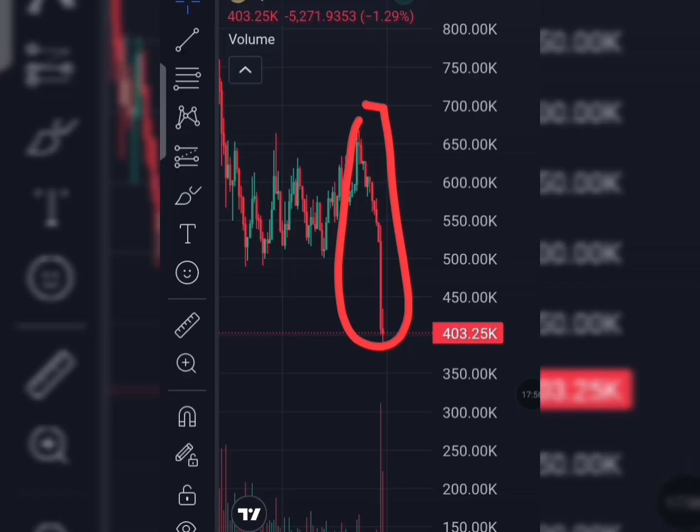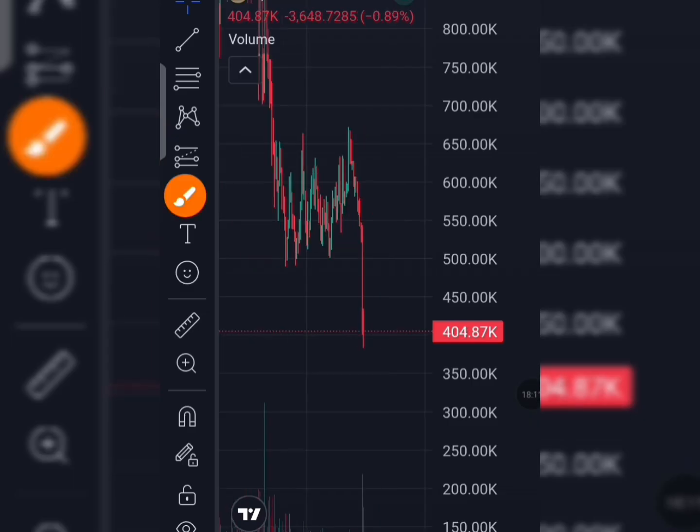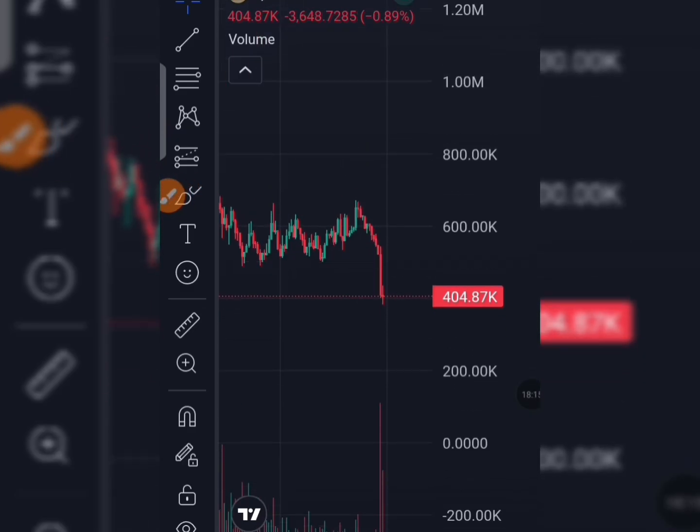If you still want to trade this coin, that means you are gambling, you are not trading, because this big red candle here is automatically a red flag. It means that this coin has been dumped big time. So that is how to understand the chart and know when to buy.